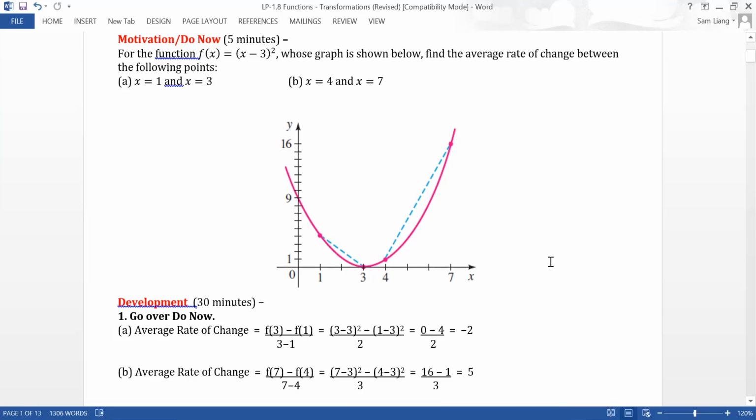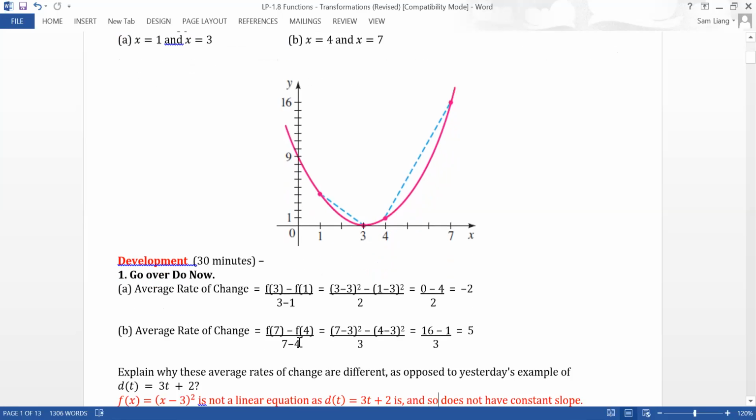Next, we have f of 7 and f of 4. So if you plug 7 into the function, you get 7 minus 3 squared, and then 4 into the function, you get 4 minus 3 squared. So 7 minus 3 is 4, 4 squared is 16, which is what you see there. And then 4 minus 3 is 1, 1 squared is 1. And then 7 minus 4 in the denominator, which comes out to 3. You're going to get 15 divided by 3, which is 5. And that's positive as we expect.